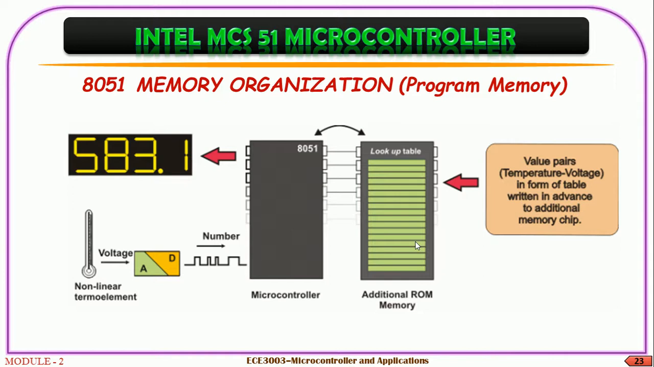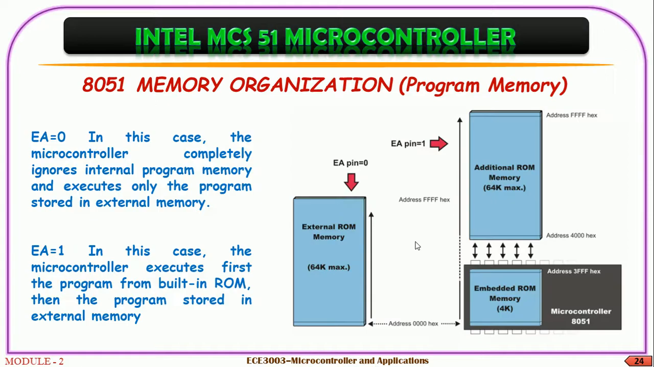So how to interface the microcontroller with additional ROM memory? In this case, if EA equals 0, the microcontroller completely ignores internal program memory and executes only the program stored in external memory. If EA is 1, the microcontroller executes first the program from built-in ROM, then the program stored in external memory.